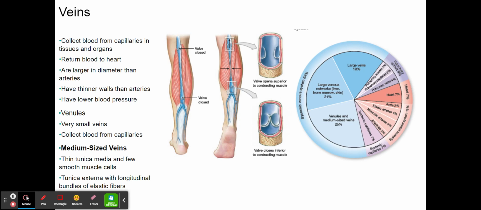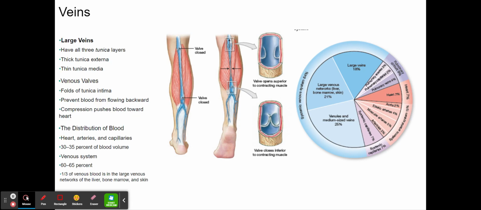Medium-sized veins are comparable in size to muscular arteries. They range from 2 to 9 millimeters in internal diameter. Their tunica media is thin and contains relatively few smooth muscle cells. The thickest layer of a medium-sized vein is the tunica externa, which contains longitudinal bundles of elastic and collagen fibers.